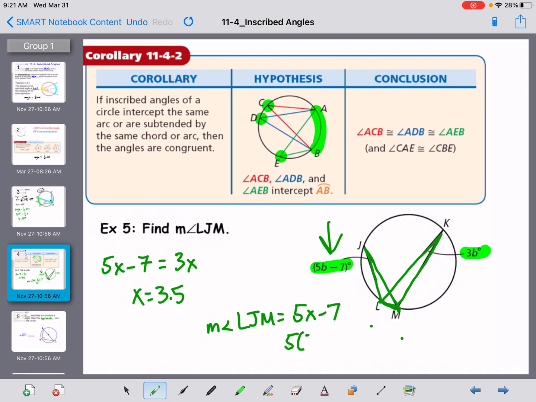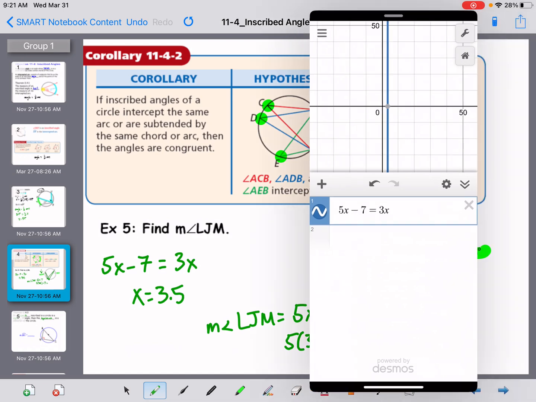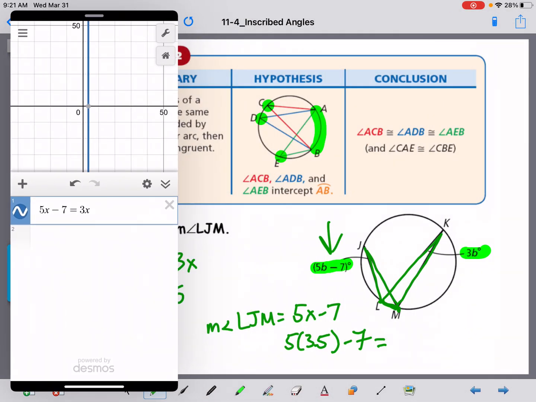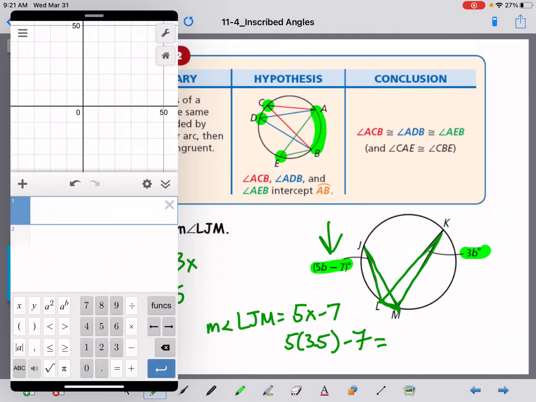So now I have to substitute, or input, my X value in. Pull the calculator back out because I'm not going to try to do that decimal in my head. I'm going to let Desi help me, because she's my best friend in the whole world. And I get that angle, that arc measure.